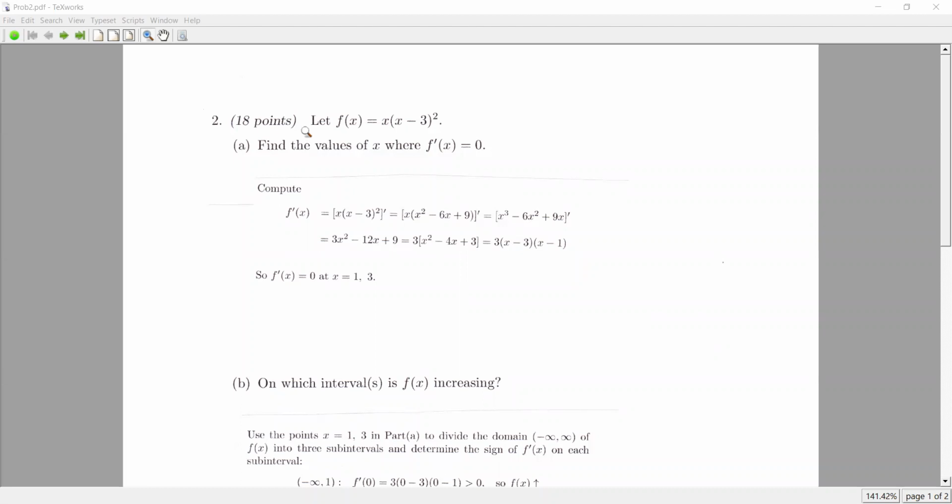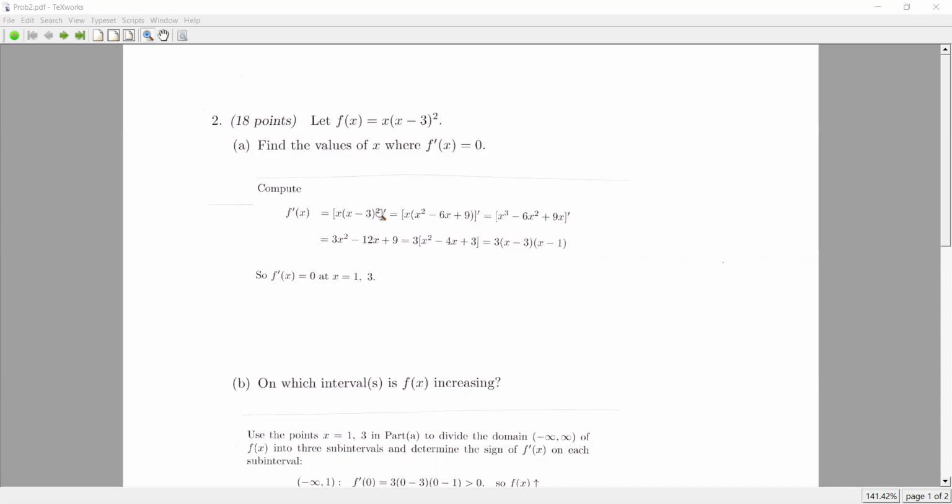Problem 2. Let function f be this polynomial. Part A. Find the values of x where the derivative is 0. To answer the question, I compute the derivative of function f. Function f is a product, so you can use the product rule to compute the derivative. But here, I simplify the function first.